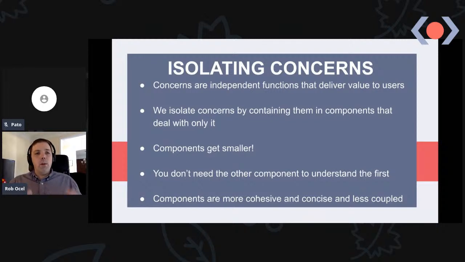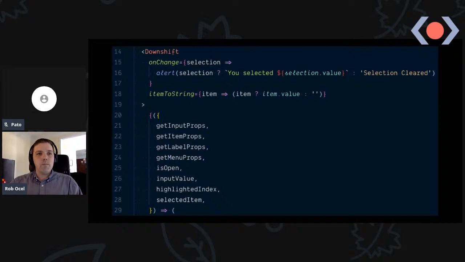Well, when you do that, your components are going to get smaller. The other thing is that your components are going to be a lot easier to understand, because you don't actually have to open other components to understand it, because it is only concerned with one thing, and it's the only thing that's concerned with that thing. So you don't have to look anywhere else. All of the world related to that concern is right in front of you. The last benefit of this is that components are more cohesive and concise, and they're less coupled to one another for much the reasons that I just said. They're focused on one thing, and they're not related to one another.